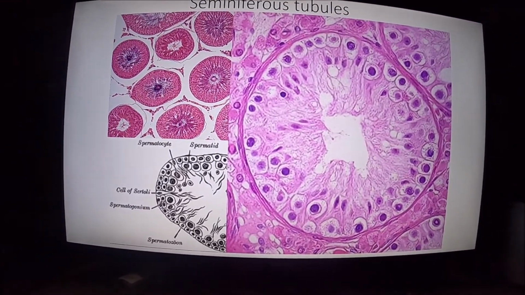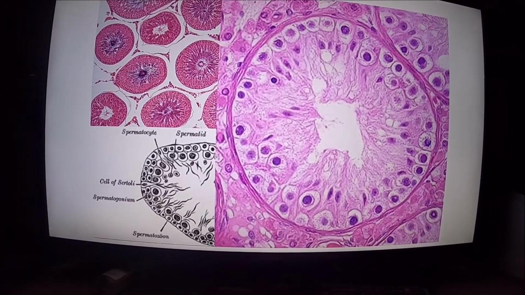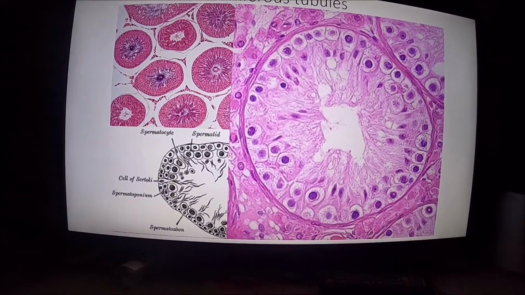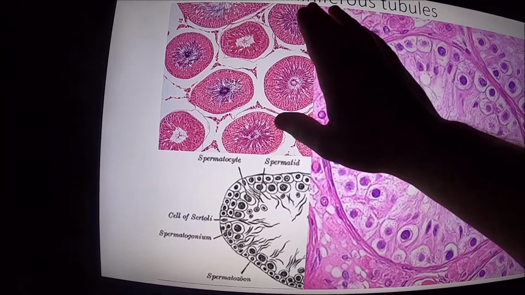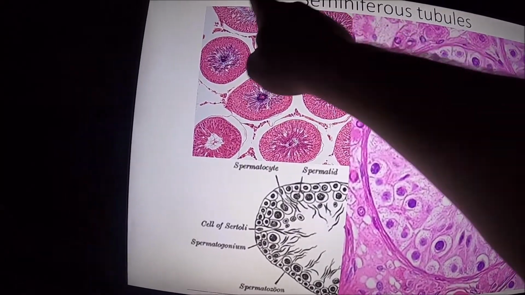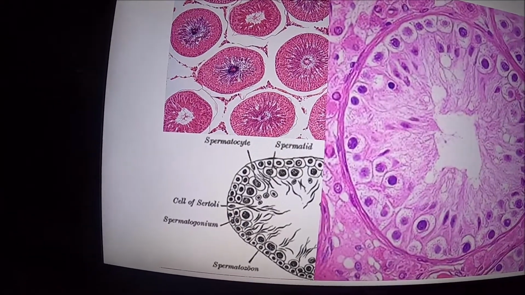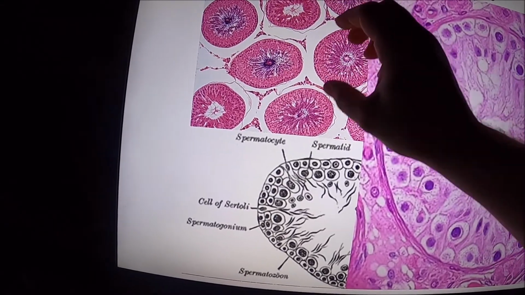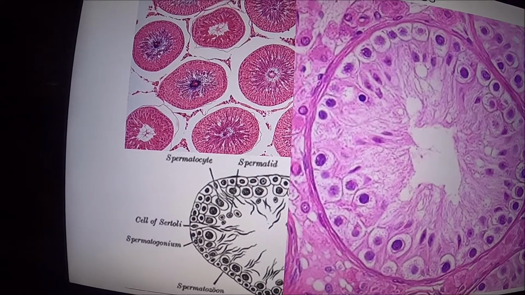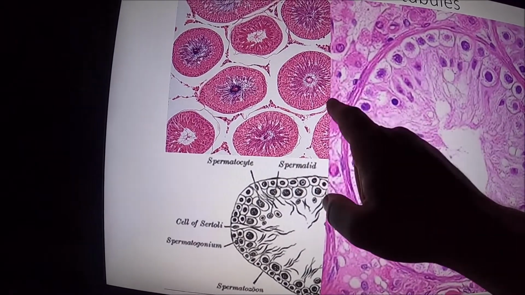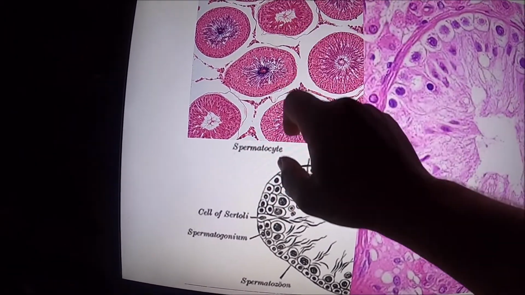Now, first things first, this is a testis, and inside of this we have these seminiferous tubules. When you look at a testis and you're looking at the seminiferous tubules in the lobules, you get an image that looks something like this. So these are all piles of seminiferous tubules. They would all be looped around and connecting to one another, but as it sits, they're cut, so all you see is the circles.